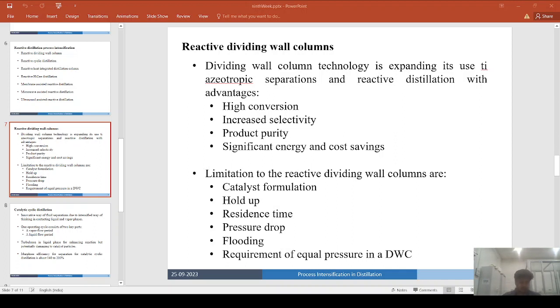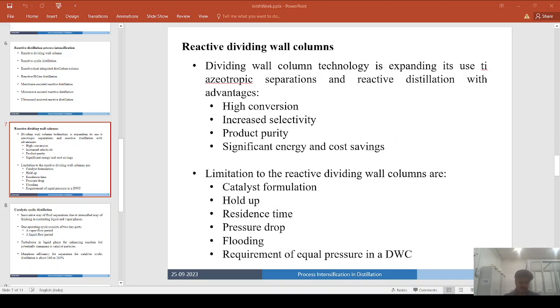Now, why intensify the reactive dividing wall column? So why do it? Because it has a very strong potential to improve production yield, to save 15 to 75% in the energy use, and over 20% in the capital cost as compared to the conventional processes.